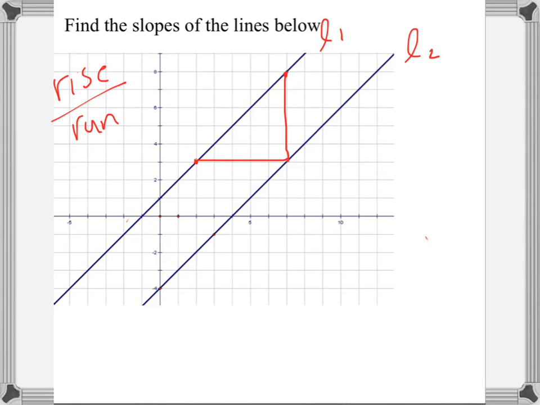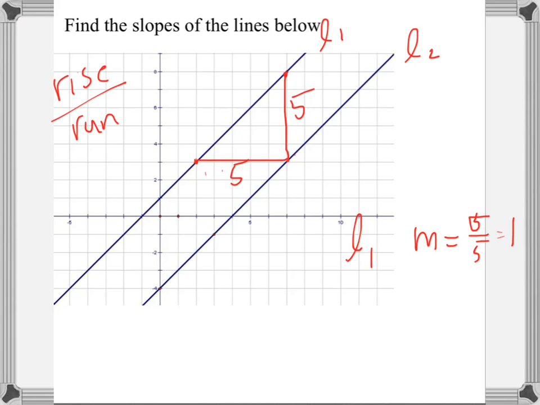Another way of thinking about it is, as the x coordinates increase for L1, the y coordinates also increase. So both L1 and L2 are increasing. So we know their slopes right off the bat. We know their slopes are going to be positive because that's what happens when you have increasing lines. Okay, so the rise here is 1, 2, 3, 4, 5 over the run, which is 1, 2, 3, 4, 5. So L1 has a slope of 5 over 5, which is 1.